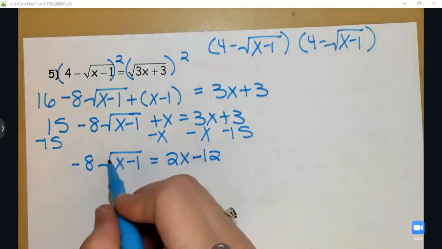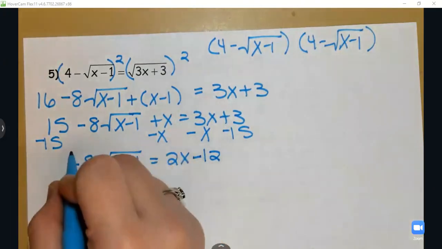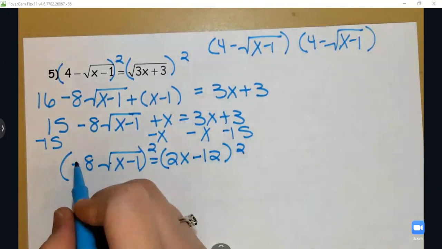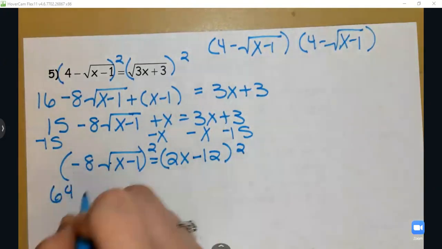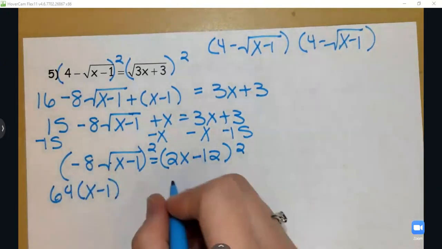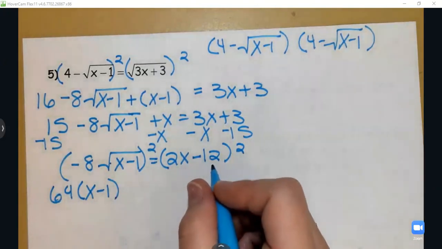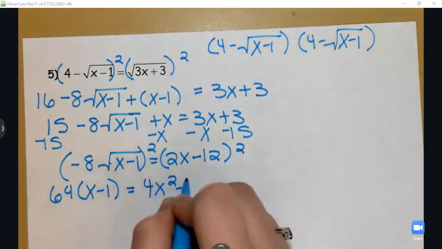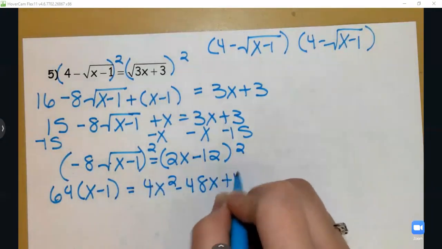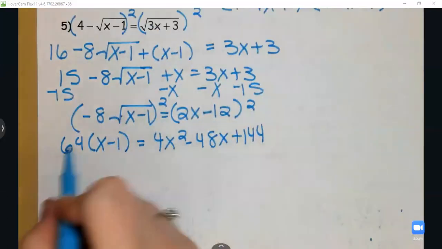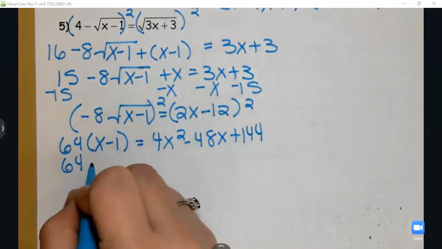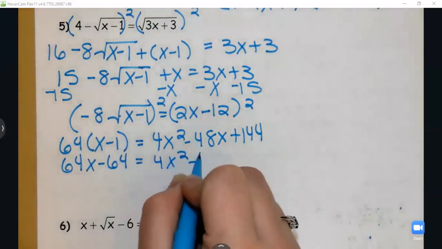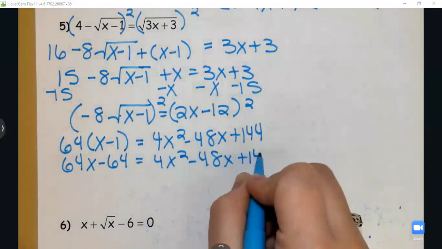All right. Now, I have another radical still. So to get rid of that, we're going to square both sides again. This time, I'm going to distribute on the left. So that's just going to give me 64. The radical cancels. Great. But on the right side, we need to FOIL again. So this is going to give us 4x squared minus 48x plus 144. On the left, I'm going to distribute: 64x minus 64, equals 4x squared minus 48x plus 144.